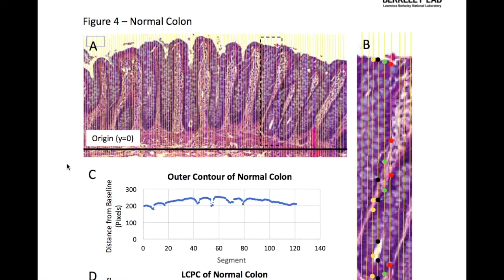Here is an example of the LCPC on a normal colon. In this case, instead of using a radial center with lines coming out from the bottom middle of the image, I chose the horizontal x-axis, which is also represented by y equals 0, as the origin. I did this because it's biologically more meaningful to measure the complexity of a normal colon fold that forms a relatively flat shape.